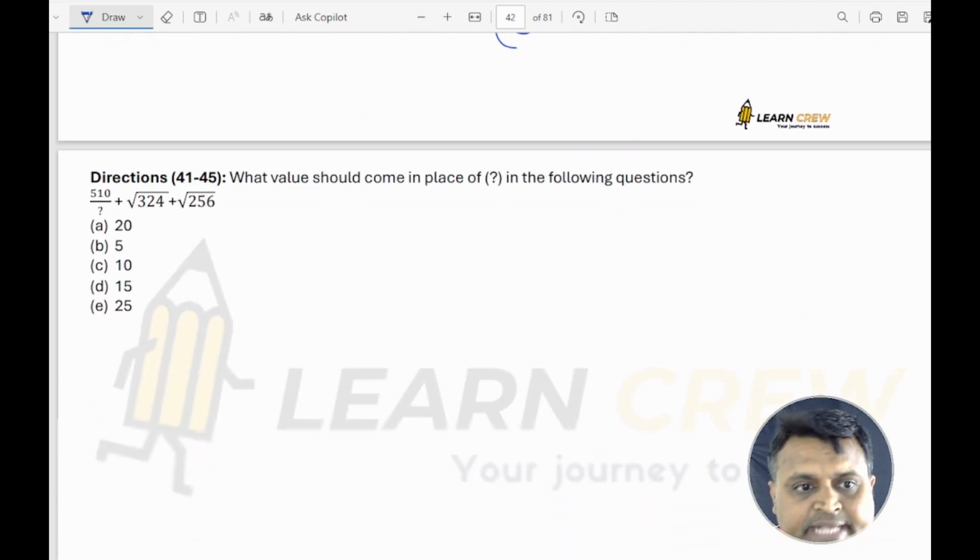Next. So the first 40 questions, based on reasoning, we have done with. Now the next questions are based on quant, 41 to 80. First 41 to 45 are based on simplifications. Please see here: 510 divided by some x plus root 324 is 18, root 256 is 16.